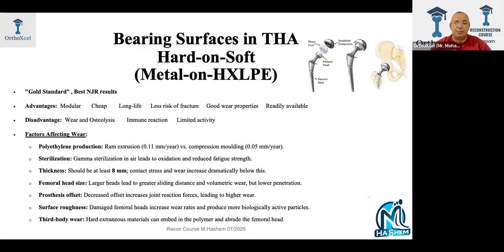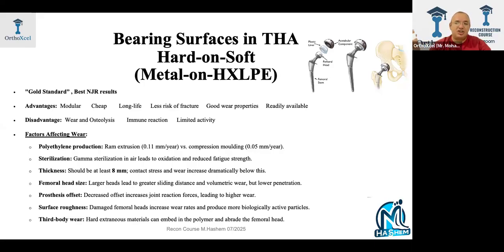So what's the advantage? Number one, using a poly insert, as you can see here, gives you very good modularity. With metal on metal, with ceramic on ceramic, the modularity is very, very low. You don't have different sizes to play with. You cannot change the size of the head. You have to stick to a size because you have to match the size of the head with the size of the cup. But with metal on poly, you have the option to use different inserts, the modular option to change size and play with it.